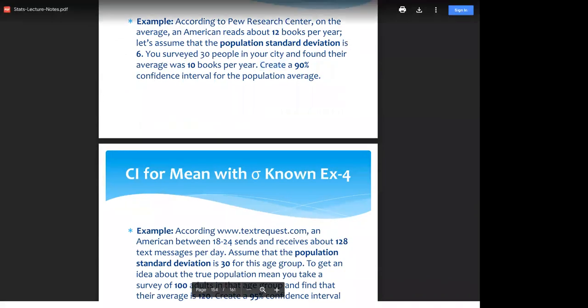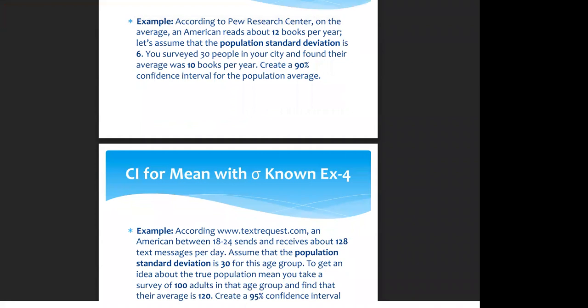According to Pew Research Center, on the average, an American reads about 12 books per year. So that's mu. You can think of it that way. According to Pew, the mu is 12, the population mean. And standard deviation, sigma, is 6. You surveyed 30 people in your city, so you're comparing it with your city. So that's your sample size, n is equal to 30, and found that their average X bar is 10 books. Based on this information, create 90% confidence interval.